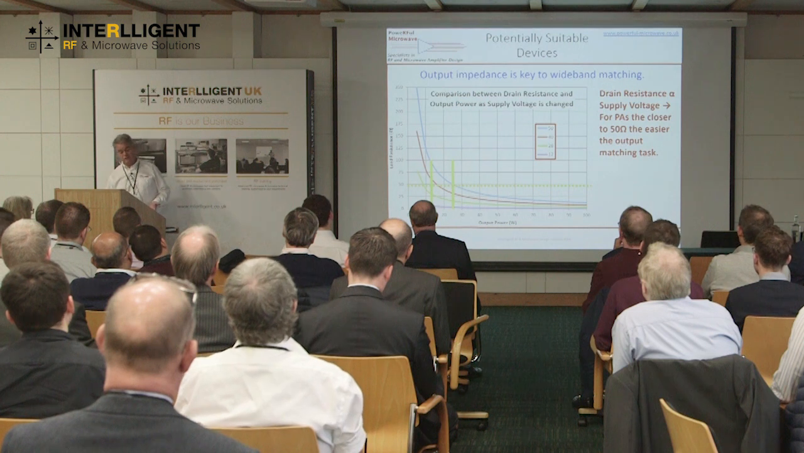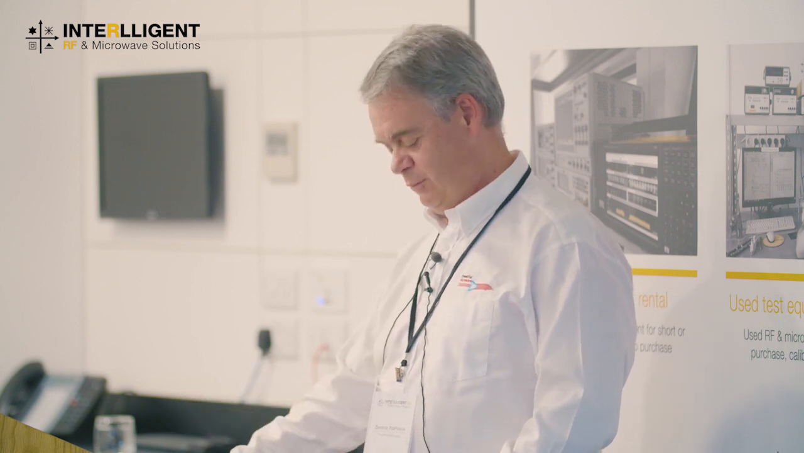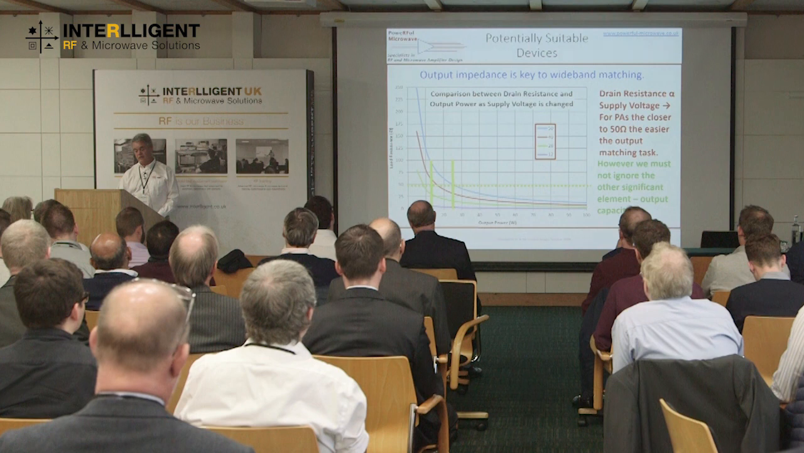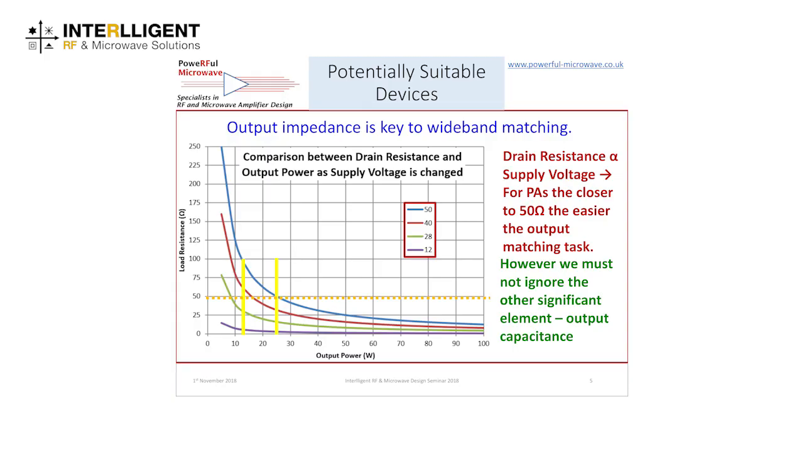And that's really an indicator of why device manufacturers are pushing the voltage up for higher power amplifiers. The output impedance is very low when you get up to the very high power levels, and if you can push the voltage up, then you can raise that output impedance. But that's not the only thing. You've got to remember the output capacitance, especially if you're talking about a broadband design. And that's a key parasitic that you have to take into account if you're going to try and match over a wide bandwidth.